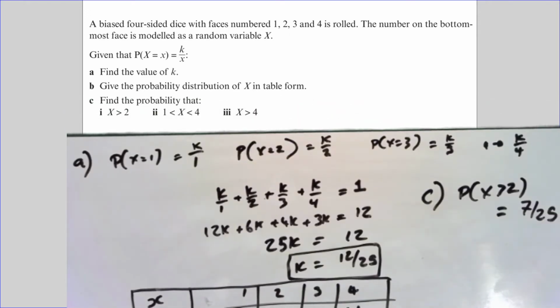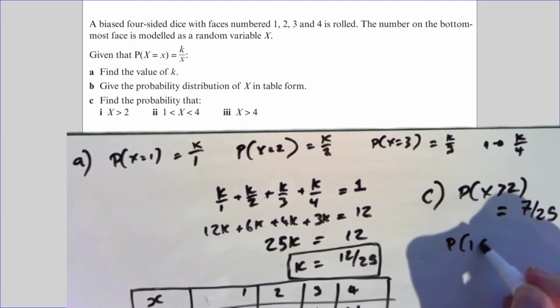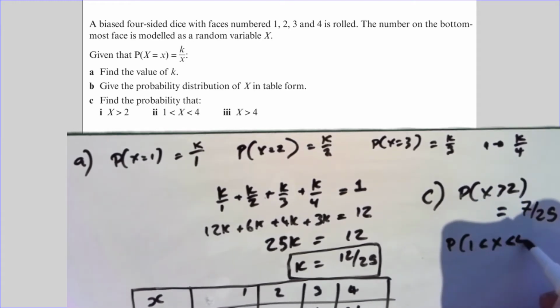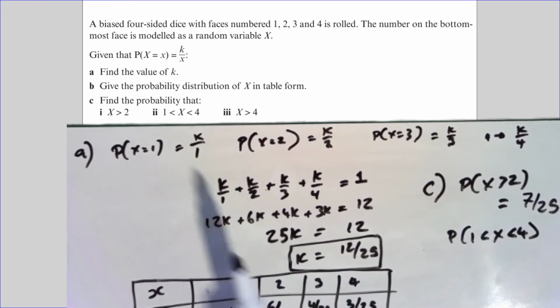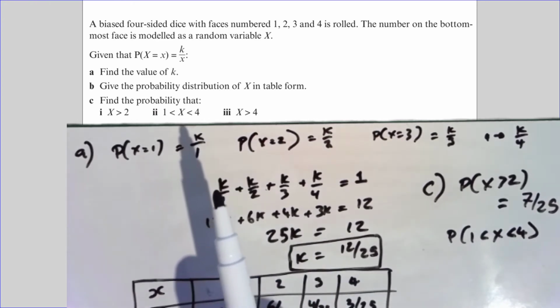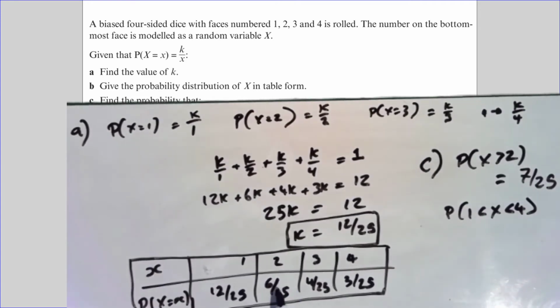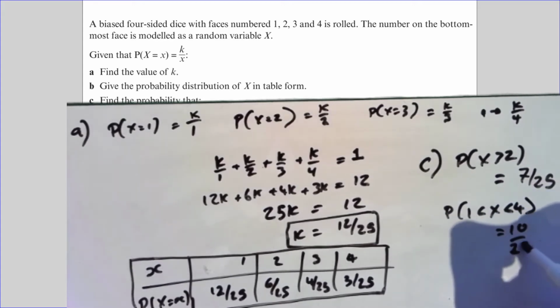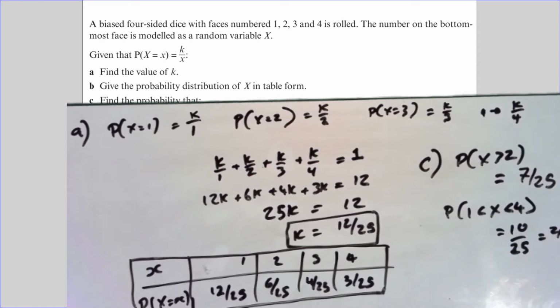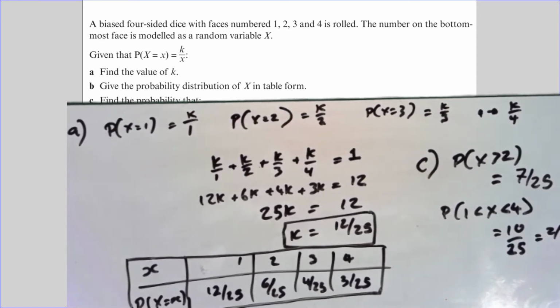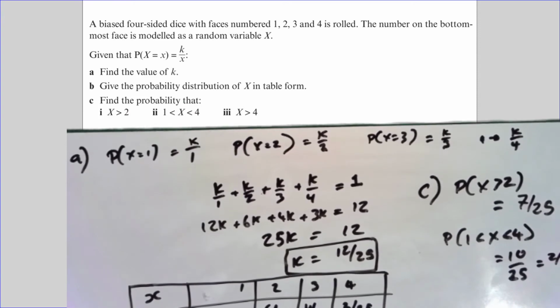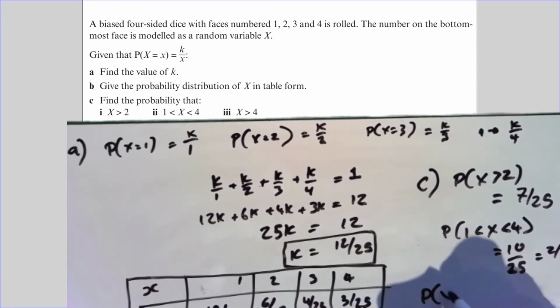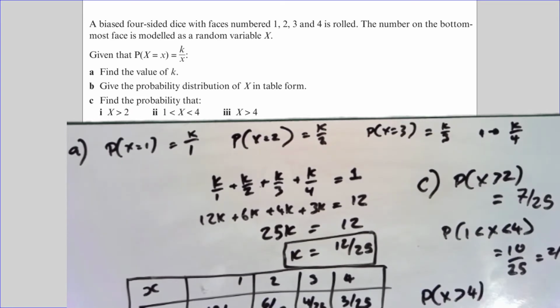For the next part of C, we're asked to do probability 1 less than x less than 4. So the only options that fall into this category are options for 2 and options for 3, because we're strictly greater than 1 and strictly less than 4. So this is the 6 plus the 4, so this is going to give us 10 over 25, or 2 out of 5 if you cancel down. For the final one, we're asked to do x is greater than 4. There are no options for x is greater than 4, so the answer to that one is 0.